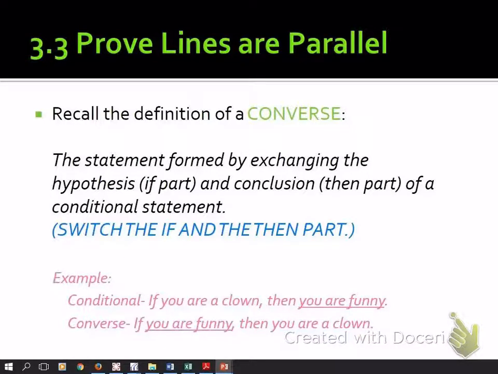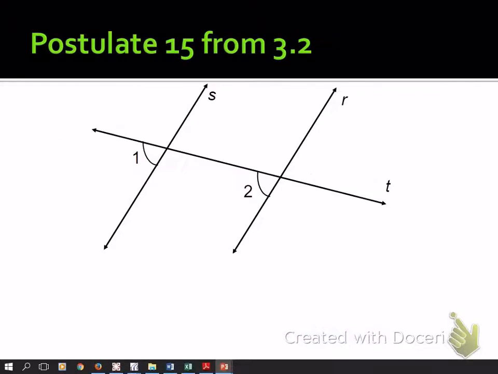So those are two different statements. One where we know someone's a clown, we conclude they're funny. The other one says, if I know someone is funny, then I can conclude that they're a clown. If-then statements may be true, may be false, but that's how they work. So we'll revisit that in just a second.